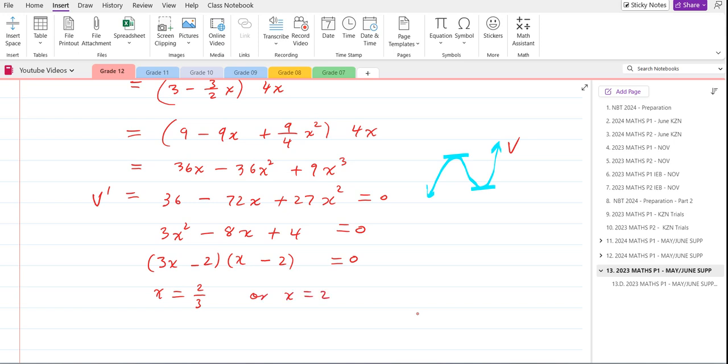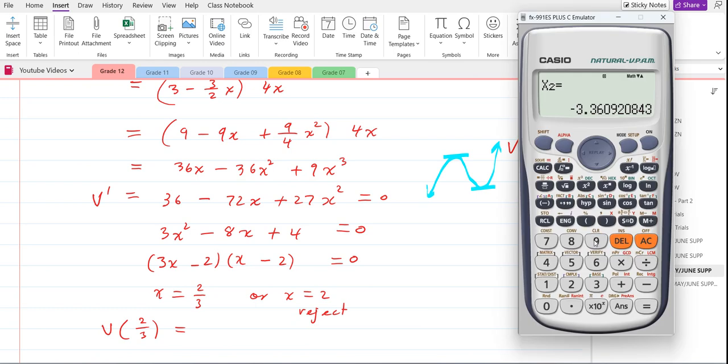So remember, the maximum volume will occur when it is 2/3. So we're going to say reject here, right? Because that's going to give me the minimum. So volume maximum is at 2/3. Right, so it's going to occur at 2/3 as I explained here, at a smaller x value. Now if you substitute 2 over 3 inside the V formula, which is basically 9, wait, let me show you how to factorize this. So you're going to enter 3, minus 8, and 4.